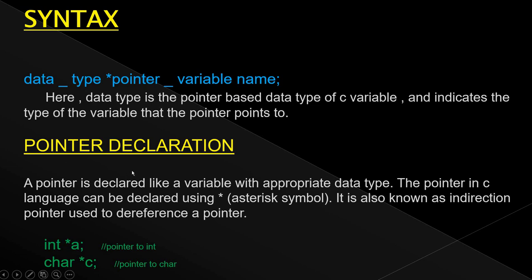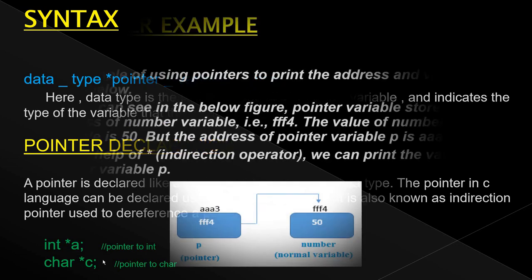Now pointer declaration. A pointer is declared like a variable with appropriate data type. The pointer in C language can be declared using the asterisk symbol. It is also known as the indirection operator, used to dereference a pointer. Here, int *a: we have declared the pointer to an integer type value a, and this is char *c, a character type variable.